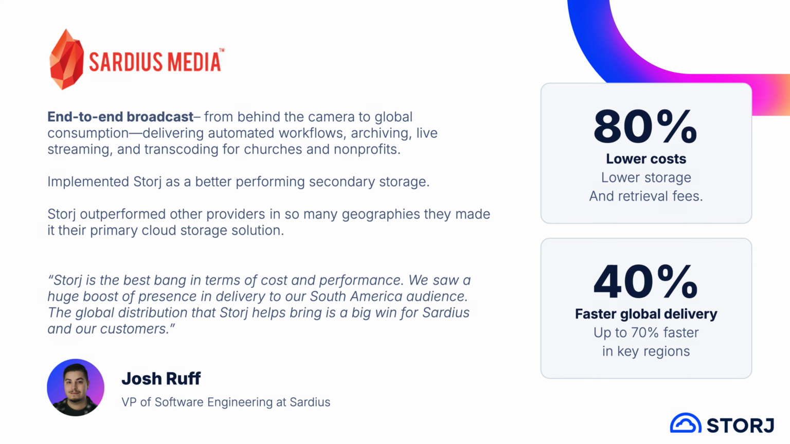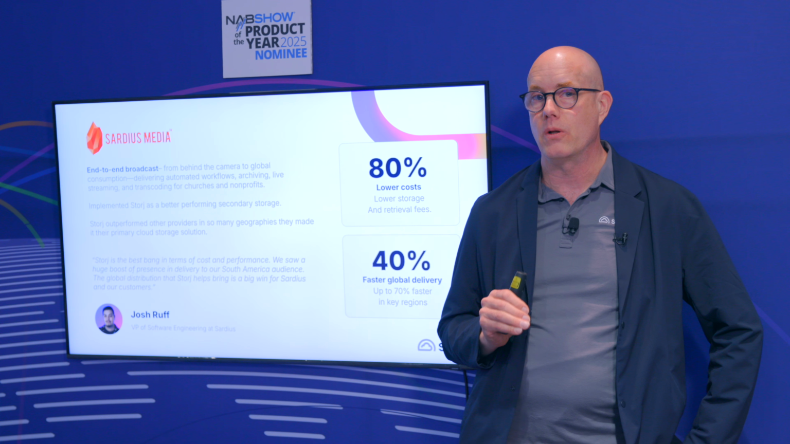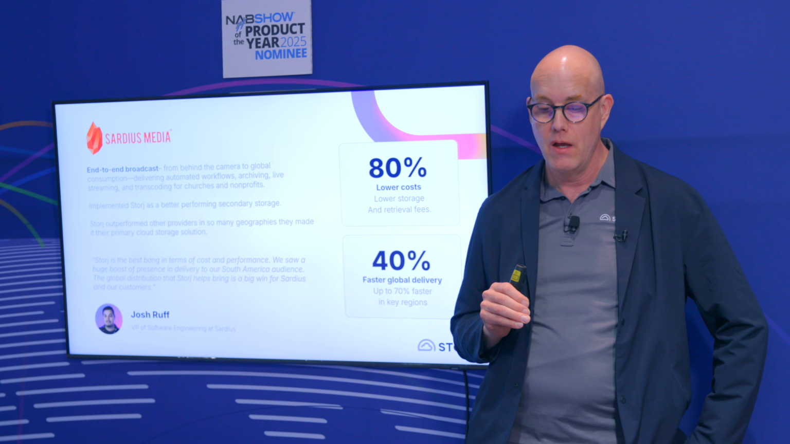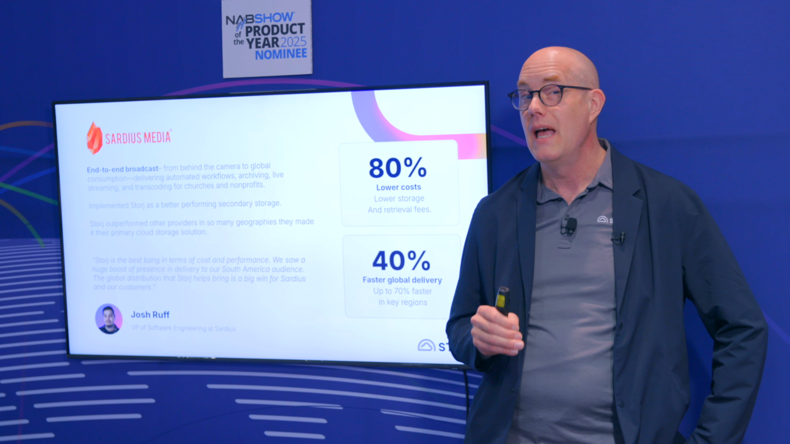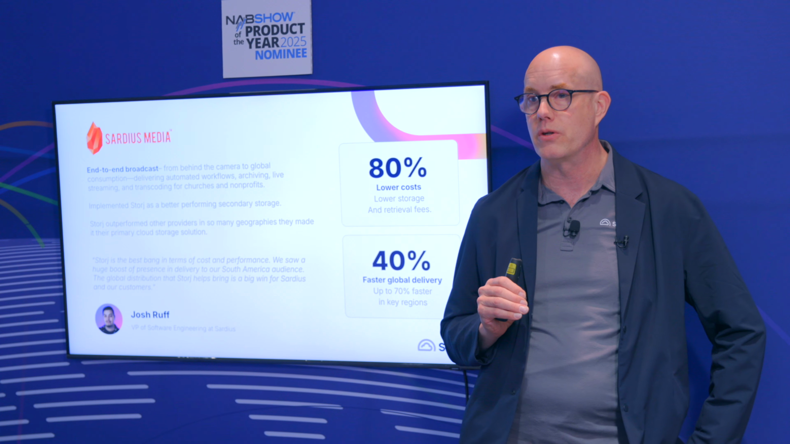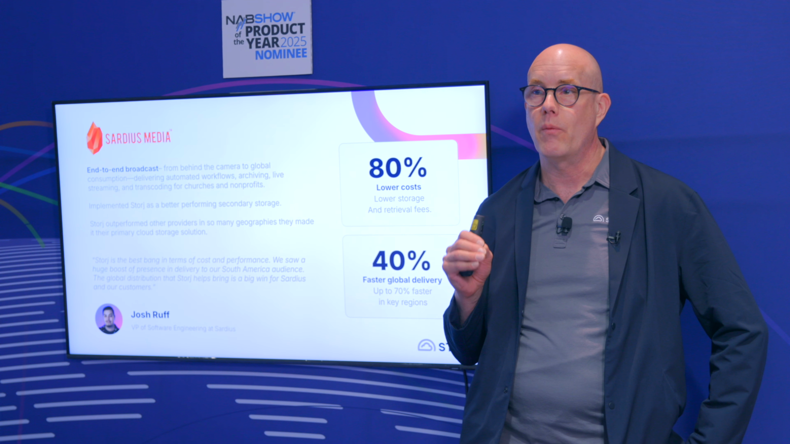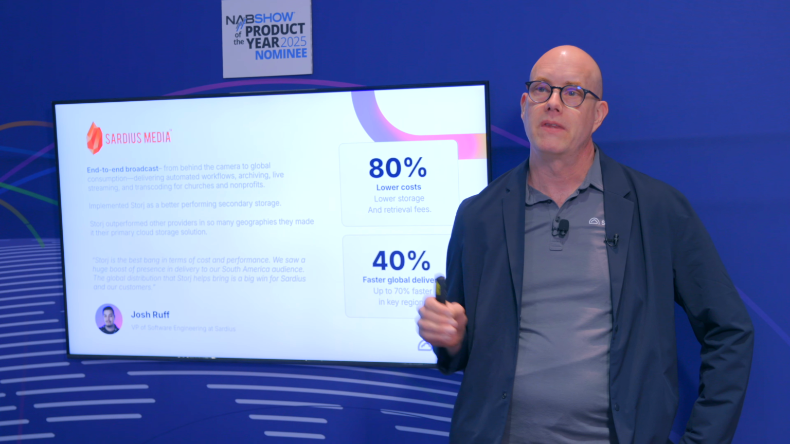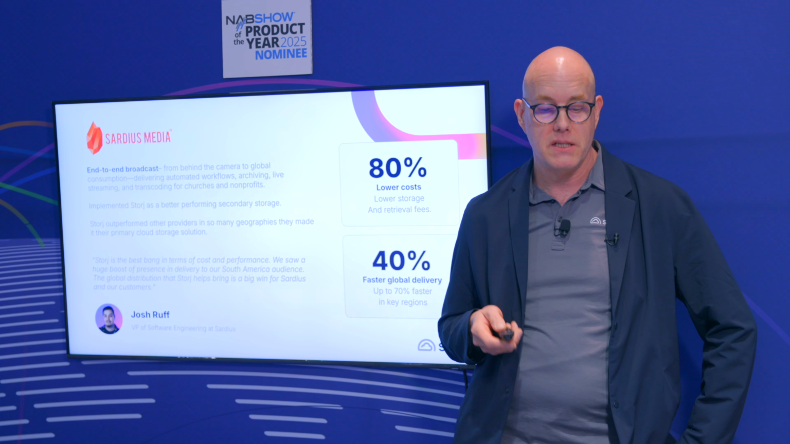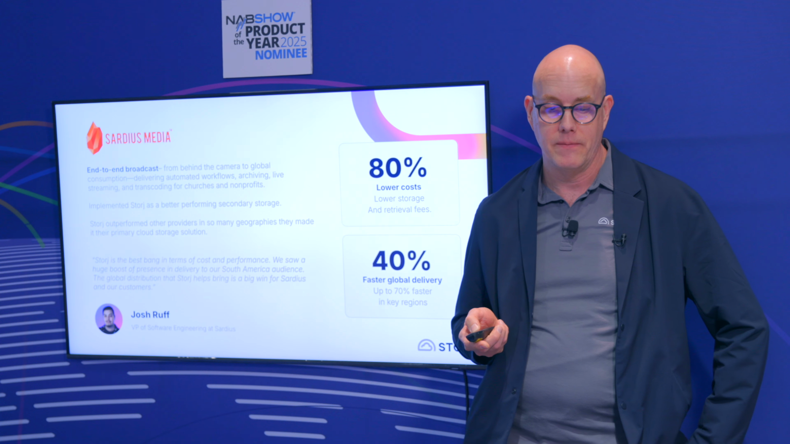Who's using us? A lot of companies use us for CDN origin. A great example is Sardius Media. Sardius Media gets 80% lower cost with Storj compared to any other CDN origin, but they're getting 40% faster global media distribution for their performance rates and up to 70% faster in key markets. And a lot of those key markets are markets that are already underserved by the global hyperscalers. And what that means is that those are the markets where it's absolutely most expensive to store and retrieve data. And Sardius is extremely happy with the performance they're providing.